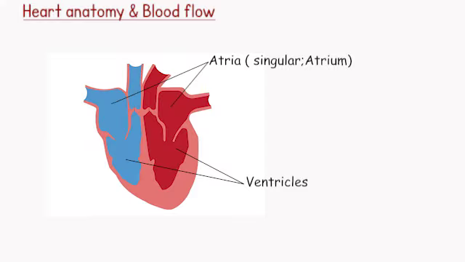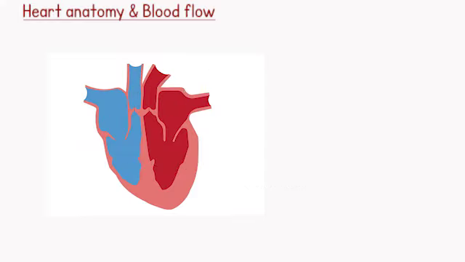So I'll start with the right atrium. The right atrium receives the deoxygenated blood from the body, and this blood enters the right atrium through a blood vessel called the vena cava. Now the vena cava, as you can see, is connected to the right atrium, and this is responsible for bringing the deoxygenated blood from the body back to the heart. Now please remember, this is happening in both atria. I'm just starting with the right atrium so you guys get the point.